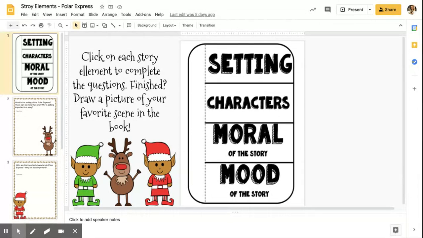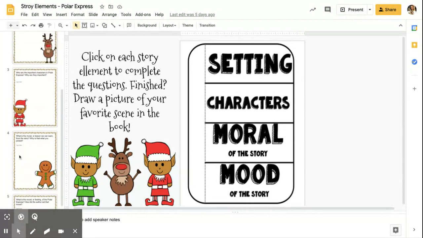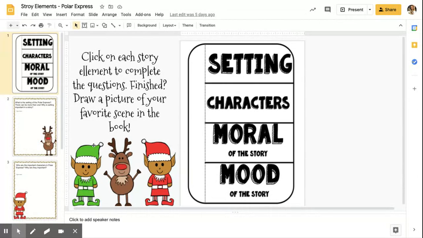And so today, what you should have already done is listened to the All of the Other Reindeer read aloud. So what I'm going to do is take this template. You're going to have the exact same one for when you do yours. And I'm going to walk through and demonstrate what setting is, what characters are, what the moral of a story is, and what the mood of a story is. And I'm going to show you how to answer questions using All of the Other Reindeer. And then you're going to go back and listen to Polar Express, and then you're going to fill out these same questions, okay?